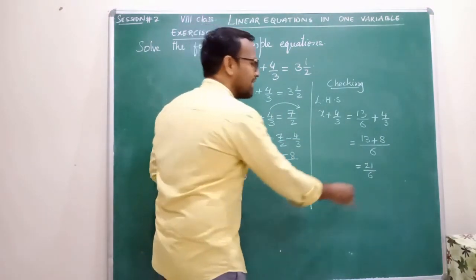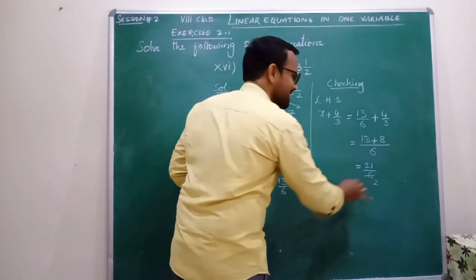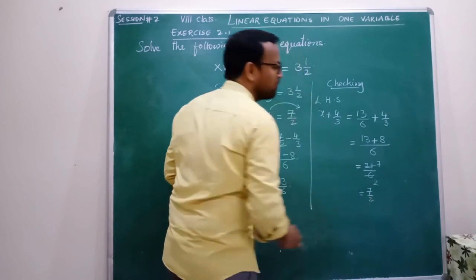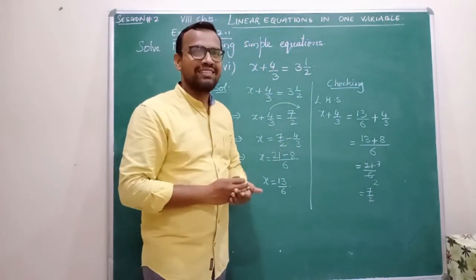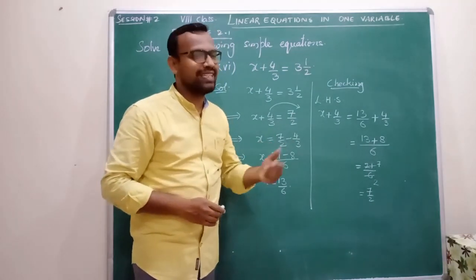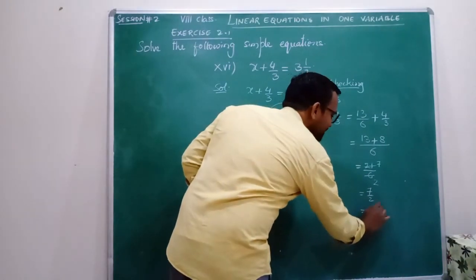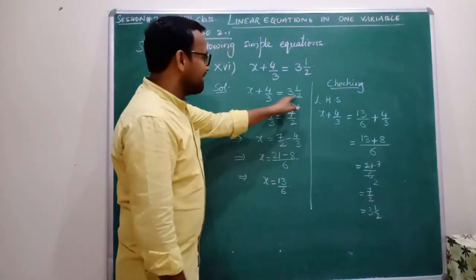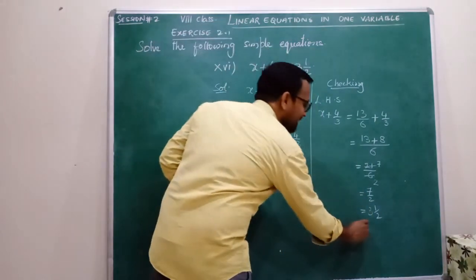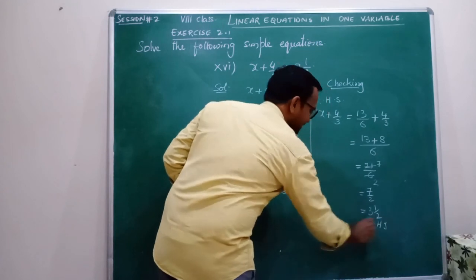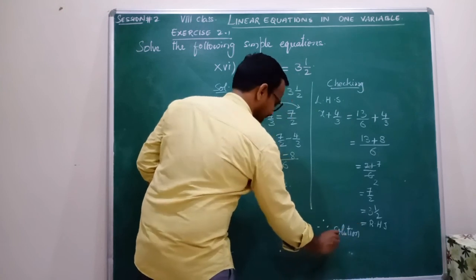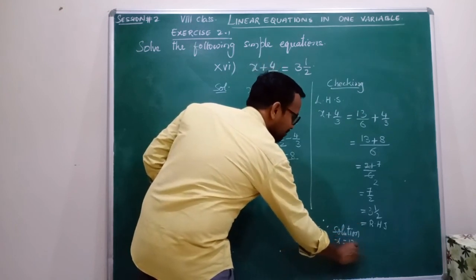Can we simplify this? Yes, of course. How? 3 2s are 6 and 3 7s are 21. So which is equal to 7 by 2. Make 7 into 2 parts. 7 divided by 2. How much each part will be? 3.5 and 3.5. So 7 by 2 is nothing but 3 1 by 2. Isn't it? So we got 3 1 by 2 is nothing but RHS. Therefore, the solution is x is equal to 13 by 6.